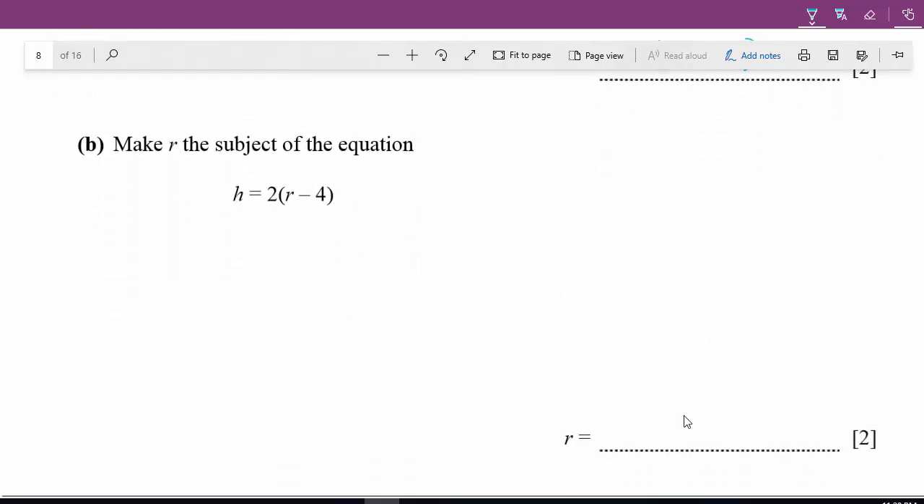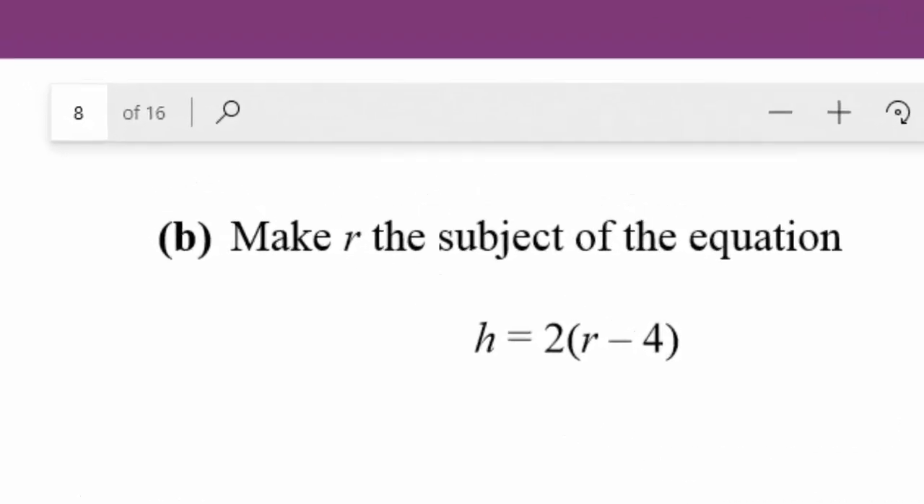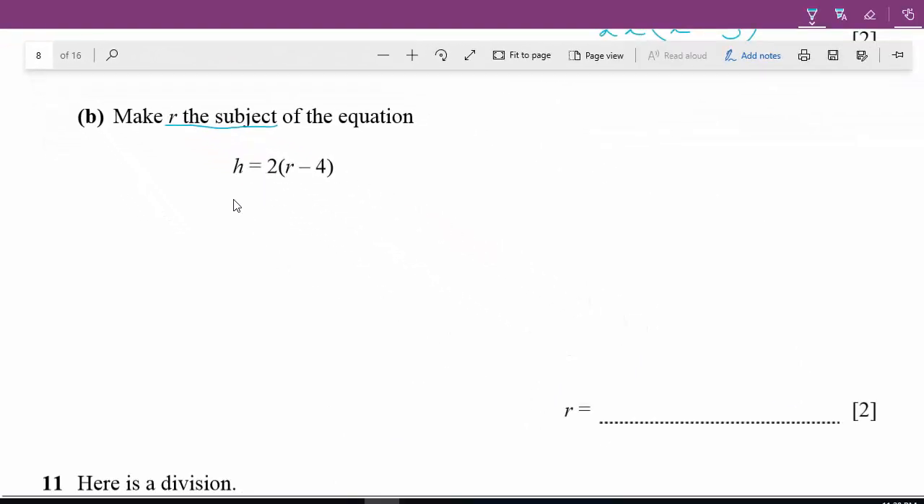B. Make r the subject of the equation. Make r the subject means we need to have r alone on a side of the equation. Doesn't matter which side. The first step is we're going to expand the brackets. 2 times r will be 2r minus 2 times 4 is 8. Now we need to have r alone on a side. Then what's the opposite of minus 8? It's plus 8 to both sides.